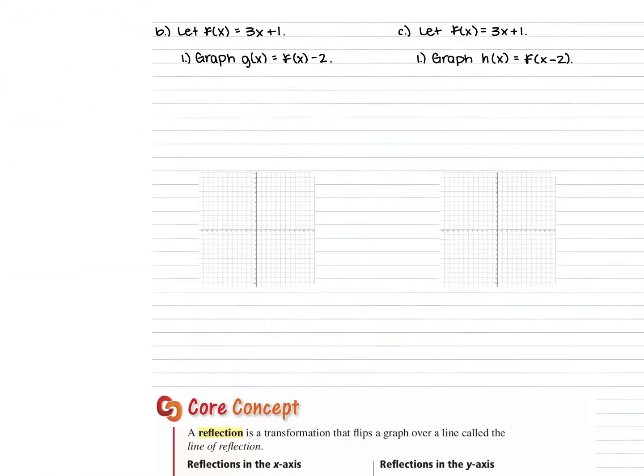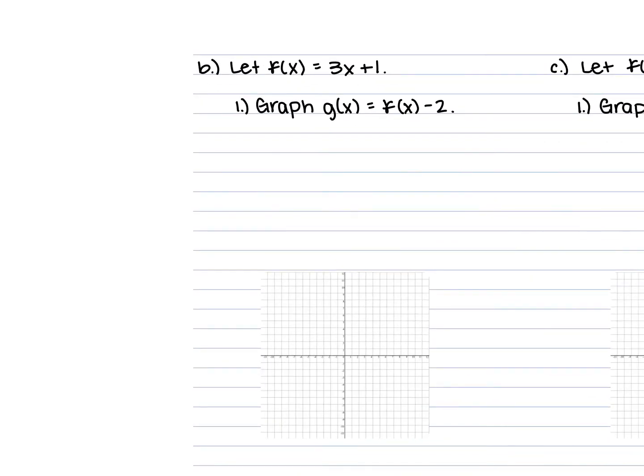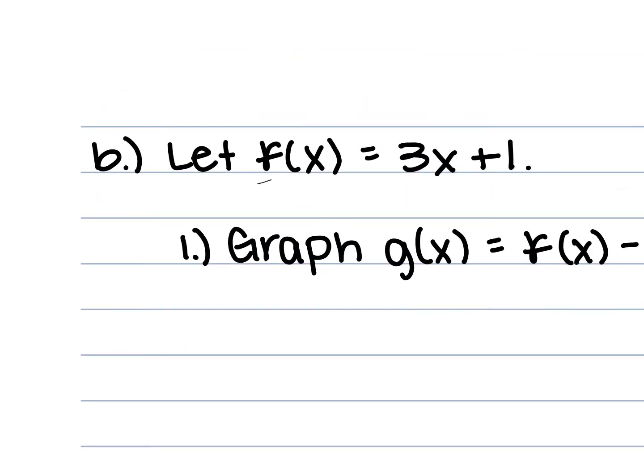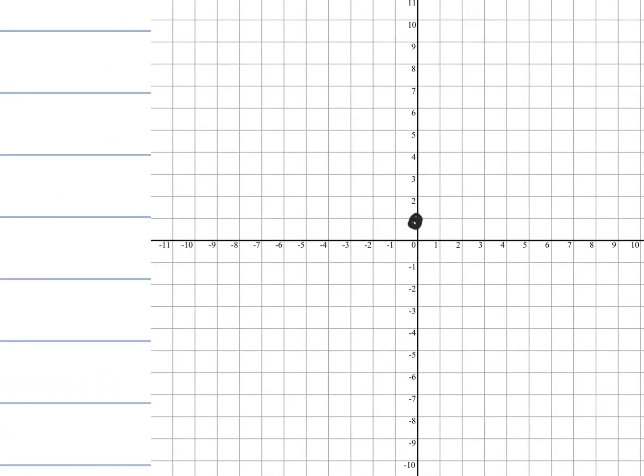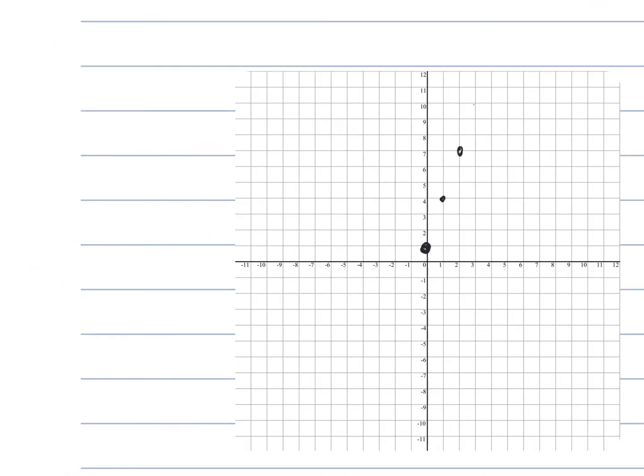Let's do another one, okay? Scroll down to the next page. We've got f of x equals 3x plus 1. This is now our new, what? Parent, okay? So write parent underneath. And let's graph him. How do we graph this parent function? Christian? Start at 1, which is the y-intercept, and then move where? Up 3 to the right 1. Do it twice. Draw a line through them. And label it f of x, and label it your parent.